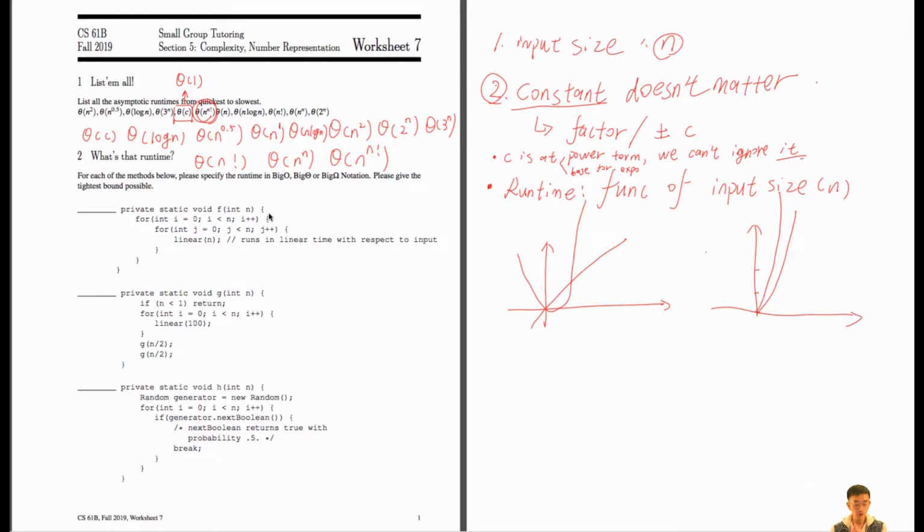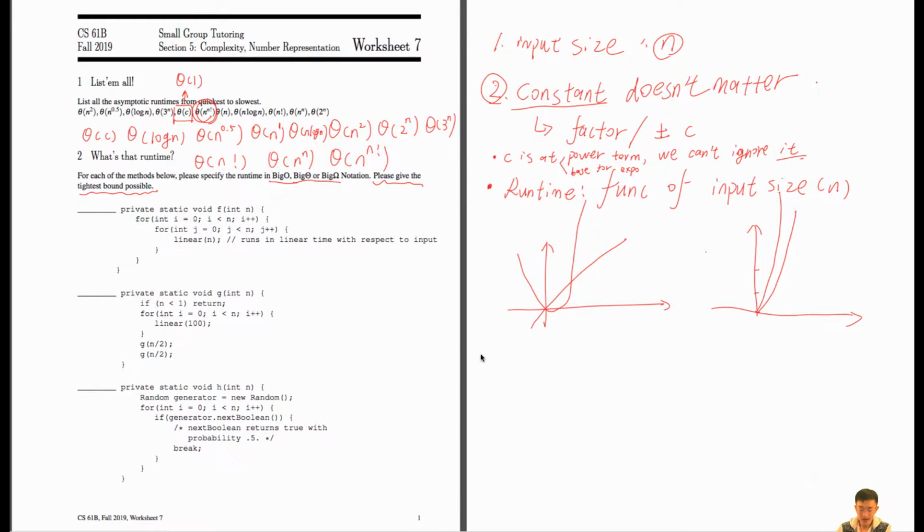So now I'm going to go over the second question in this worksheet, which is a runtime analysis in terms of real code. If you look at this, the question asks us to specify the runtime in big O, big theta, or big omega notation. And you want to give us the tightest bound possible.